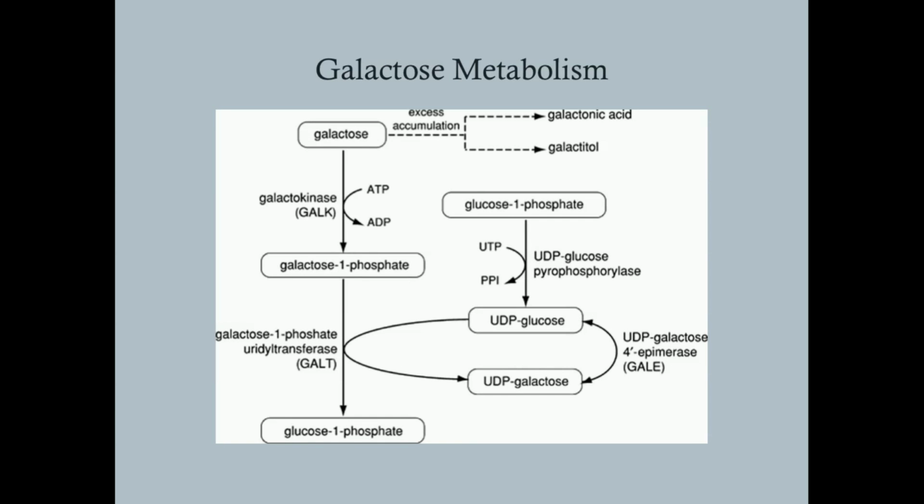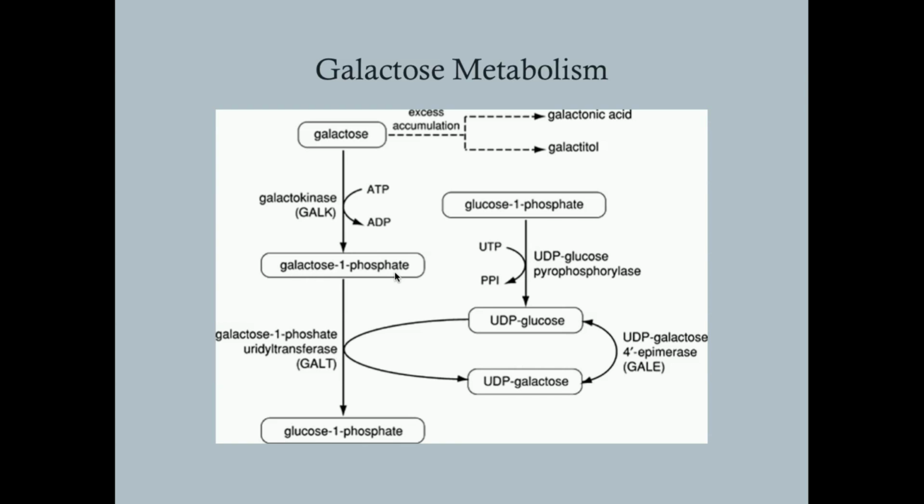Galactose metabolism, so where do we get galactose from? We get it from milk, primarily from milk and dairy. And galactose is one of the constituent sugars of lactose, which comes in milk as well. And so galactose is immediately phosphorylated to galactose 1-phosphate using an enzyme called galactokinase. Kinase just means it phosphorylates, so it phosphorylates galactose.